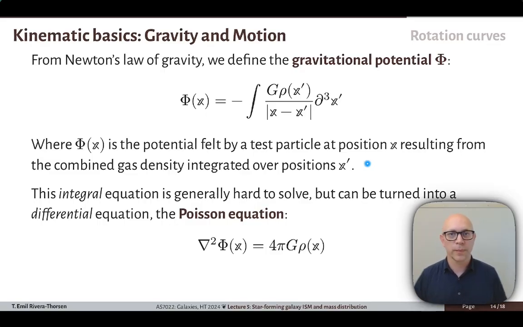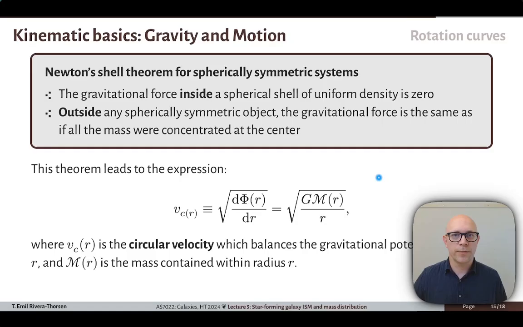We can turn this into a differential equation, the Poisson equation, which states that the divergence of the gradient of the gravitational potential is given as simply 4 pi times the gravitational constant times the density at the point x. Together with Newton's shell theorem for spherically symmetric systems, in these particular cases, we can simplify things a great deal.